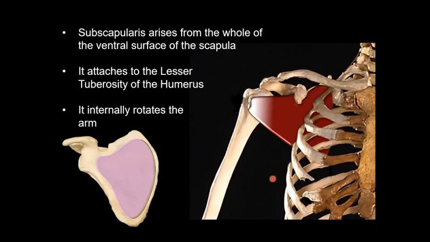Now we have the subscapularis. Subscapularis arises from the whole of the ventral surface. So you can see the subscapularis just beneath the scapula, the whole of the anterior space. Remember, this is more like the front of the scapula. So it takes the whole of that muscle, the subscapular fossa. This is actually the subscapular fossa. It takes the whole of that surface.